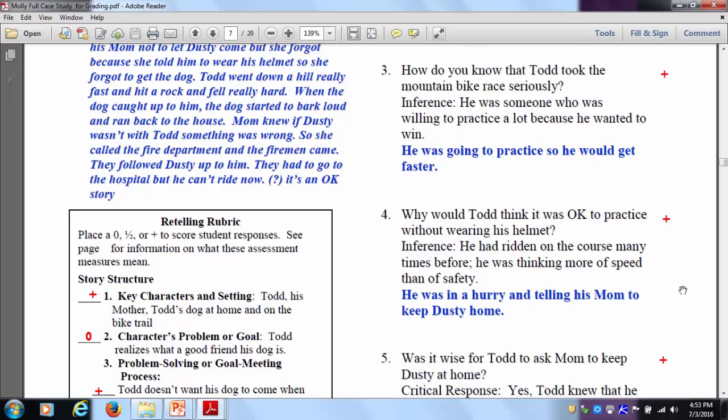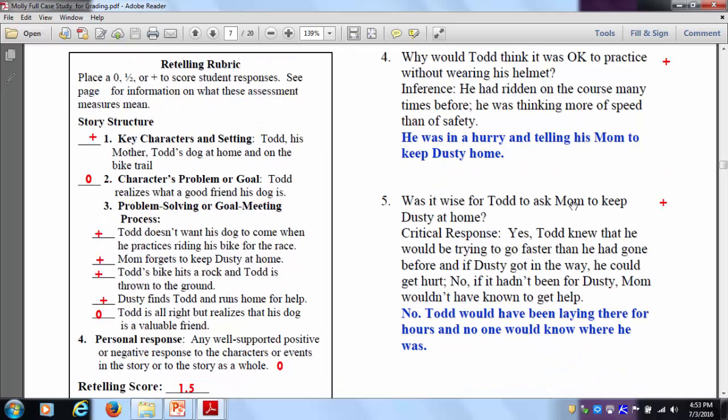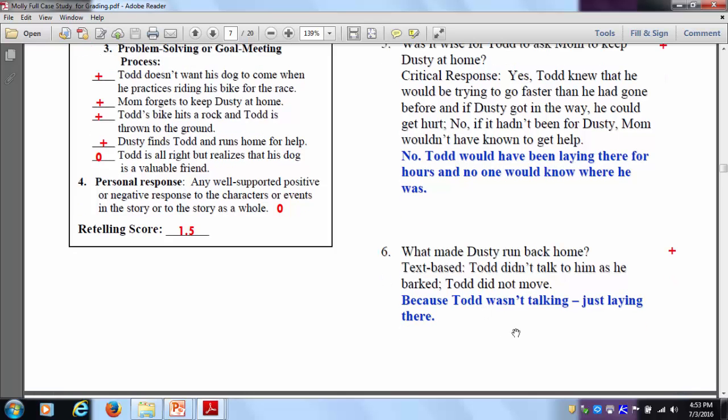That's a good inference. Was it wise for Todd to ask Mom to keep Dusty home? No. Todd would have been laying there for hours. No one would know where he was. And that's a good plus. What made Dusty run back home? Because Todd wasn't talking, just laying there.